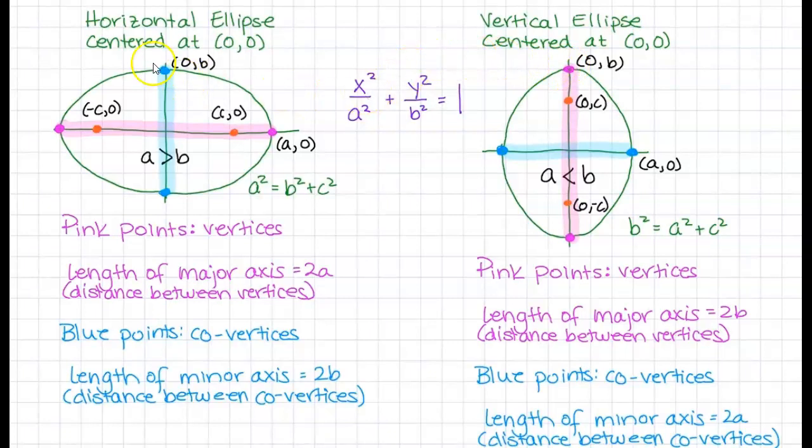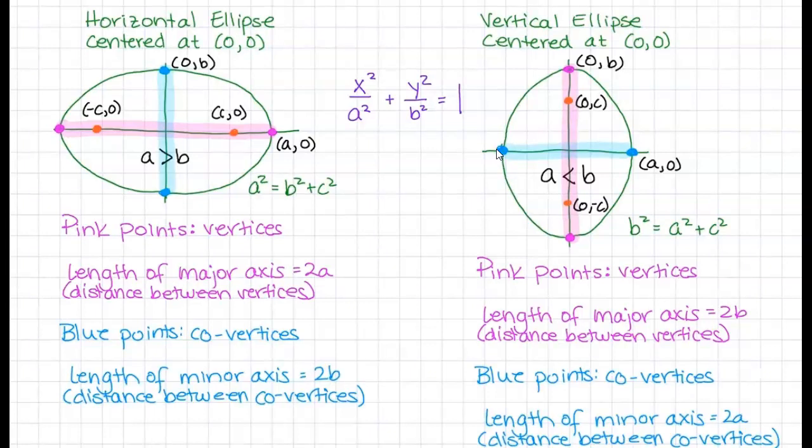And then the other 2 points are called the co-vertices. Some people call these the vertices also, but if you ever hear the term co-vertices, it's specifically these points that are along the shorter distance. And again, if it's a horizontal ellipse, then the co-vertices are going to be vertical from each other. But if it's a vertical ellipse, then the co-vertices are going to be horizontal from each other.